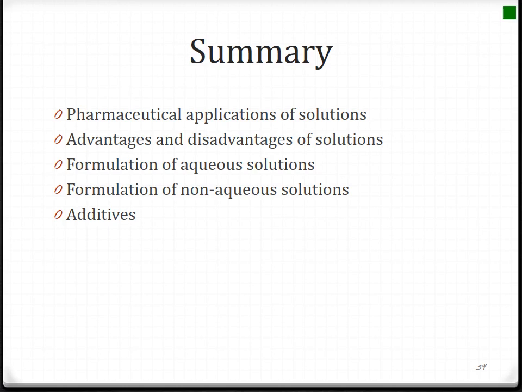We've come to the end of the lecture on solutions. In this lecture, we've looked at the pharmaceutical applications of solutions, advantages and disadvantages of solutions, formulation of aqueous solutions as well as non-aqueous solutions, and additives that are used in the manufacture of solutions.